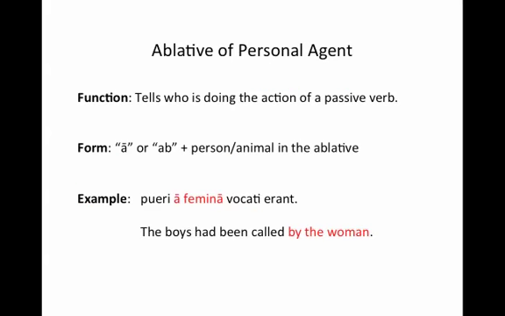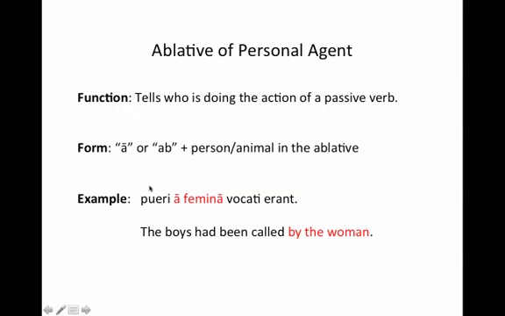So, in Latin we have this thing called the ablative of personal agent to tell you who is doing the action of a passive verb. And the way it's formed is you use a or ab plus a person or animal in the ablative. You're going to use a with nouns that start with a consonant and ab with nouns that start with a vowel. And what this is doing is telling you who's doing the action. Now don't get this confused with an ablative of means, which tells you with what the action is being done. That's not going to use a person or an animal, that's going to use an item or an object.